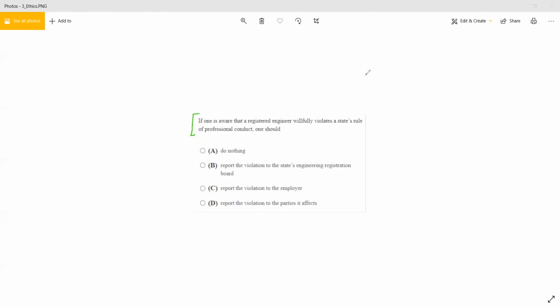If one is aware that a registered engineer willfully violates a state's rule of professional conduct, what should one do? Should you do nothing? You're obligated to do something, so that's not the right answer. Immediately, do we report it to the registration board, to the employer, or to the parties it affects? All right, guys, poll ready. Let's go. I gave you guys a cool hint that it's not do nothing. Unless you're doing economics, and then there is always a do-nothing alternative.